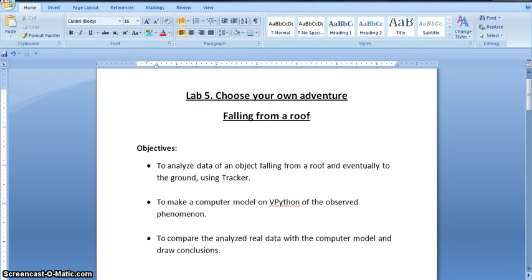I'm presenting lab number 5, which is Choose Your Own Adventure. The name of my project is Falling from a Roof. I took this idea because in my city it is raining a lot nowadays, so I could see water falling from my roof and eventually to the ground.